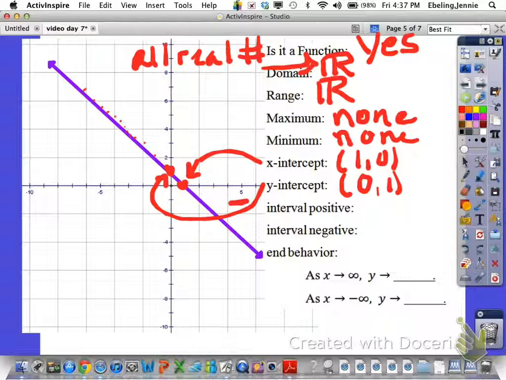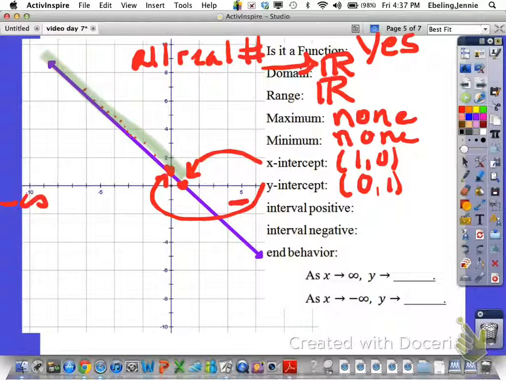Okay, now to answer the question about the interval positive and interval negative. For the interval positive you have to ask, where is the graph positive? Where is it above the x-axis? If we look at it above the x-axis, this region right here is where it's above the x-axis. So what we say to write that out, we use the x's out here.